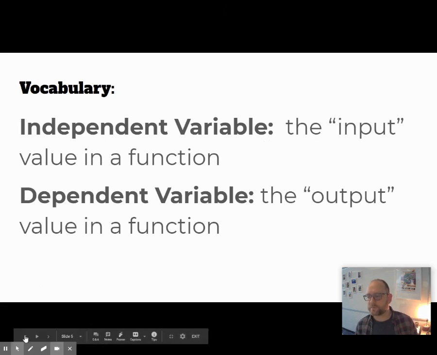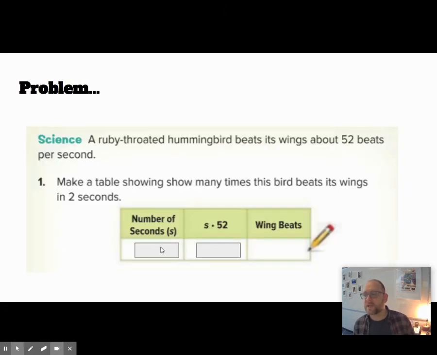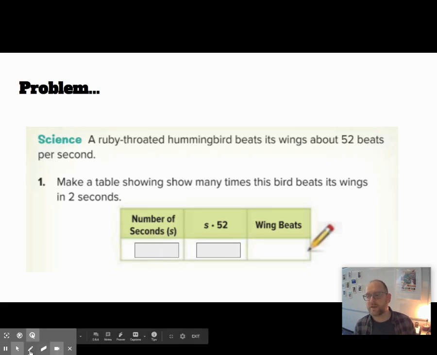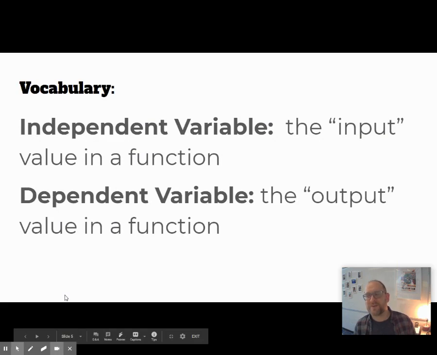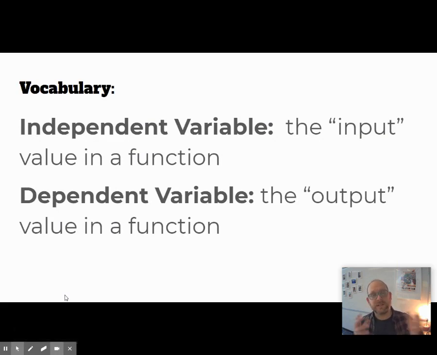So if I go back and look at this, our input in this case, our independent variable, the one that we put in, was our 2. That's the one that we put into our function. And then the output that we got, our dependent variable, that was the 104 beats per 2 seconds.